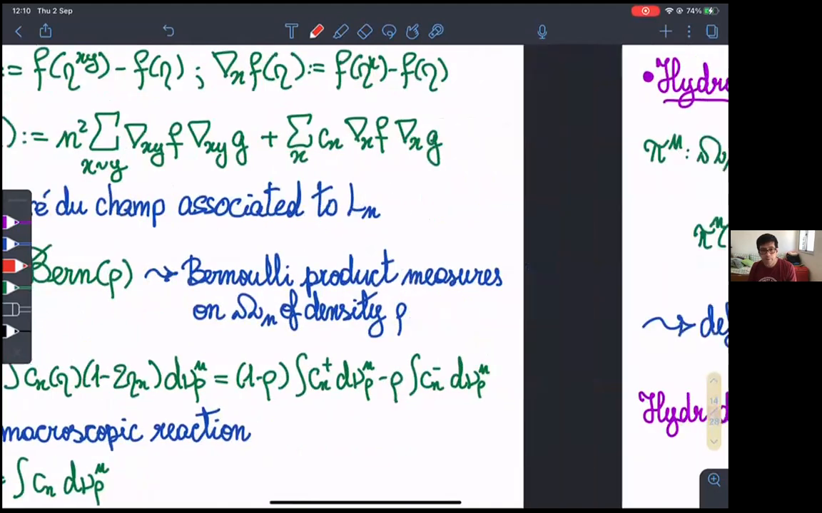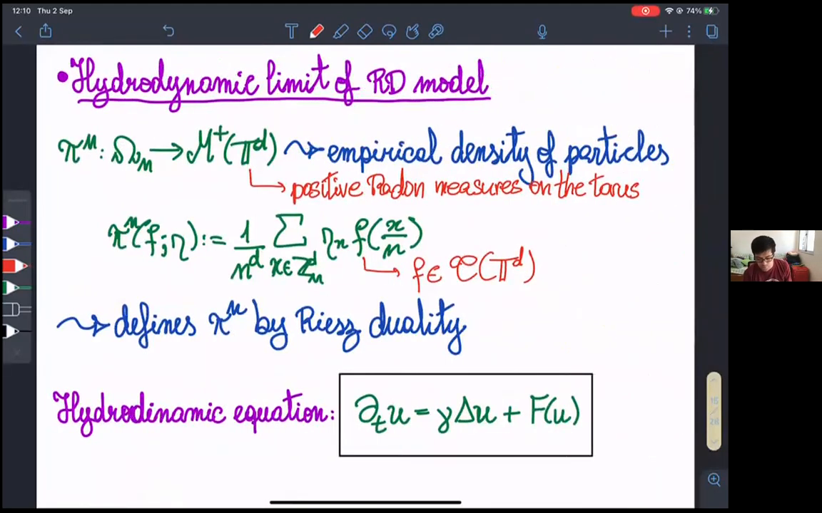And so now I can define what is called the hydrodynamic limit of the RD model. Remember that at the beginning I was telling you that if you want to characterize the stationary state, you need to look at observables of the stationary state. And what are these observables?